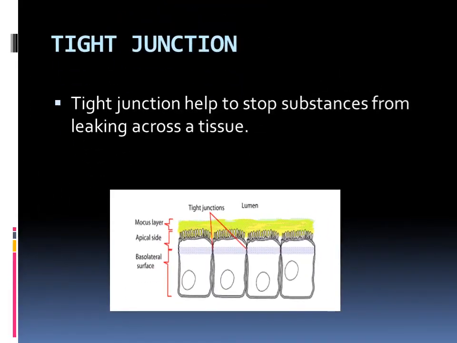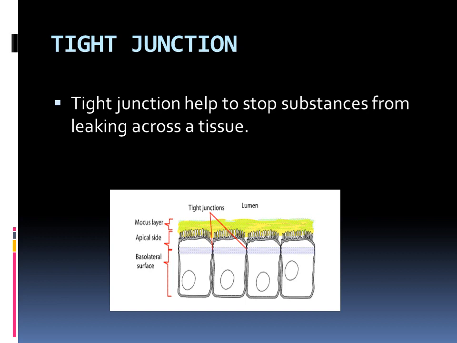The first one is tight junction. Of course, with the word we can understand what a tight junction is. Tight junction means the gap between these two cells is so tight. Can you watch in the figure? It is so tight. So because of this, what will happen here? Tight junction helps to stop substances from leaking across the tissue.